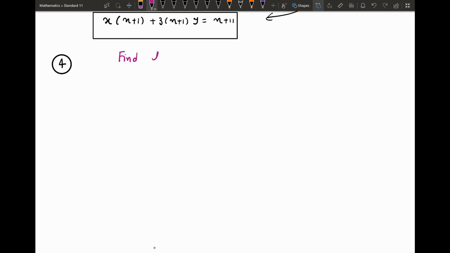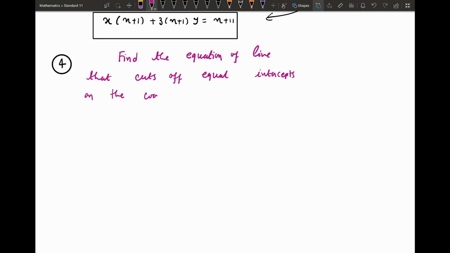Find the equation of line that cuts off equal intercepts on the coordinate axis and passing through the point (2, 3).